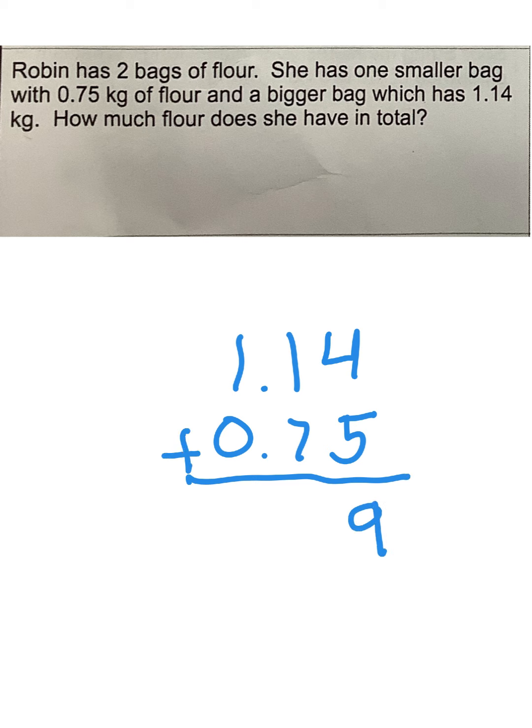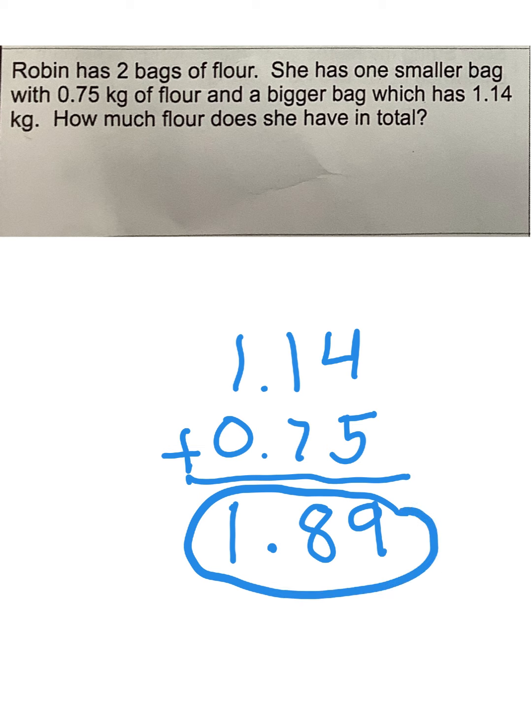I noticed that he's adding. Kayon, why do you think he's adding? What clue did you see? Because total means to add those numbers up. You gotta add up. Very good. And our final answer, Ace? 1 and 89 hundredths of a kilogram.